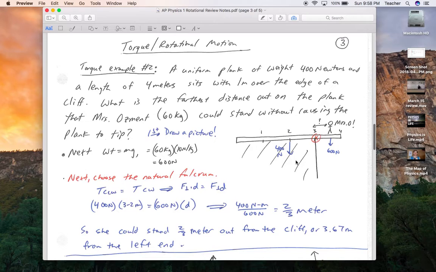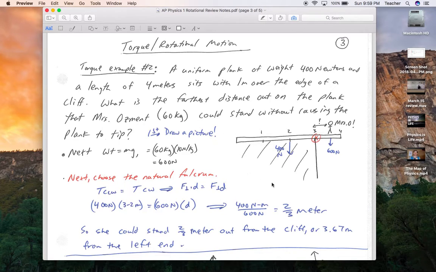Torque problem number 2 is a uniform plank of weight 400 newtons and a length of 4 meters that sits with 1 meter over the edge of a cliff. What's the farthest distance out on the plank that Mrs. Osmet, mass 60 kilograms, could stand without causing the plank to tip?